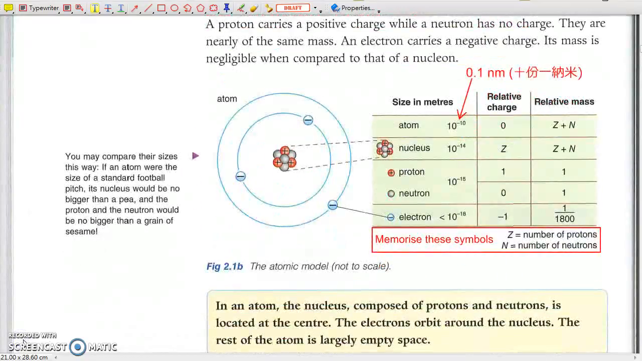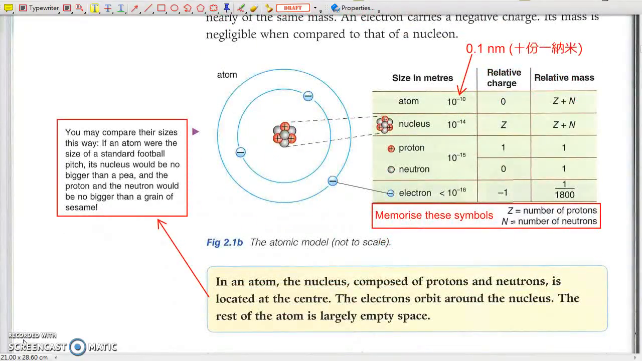If you compare the size of an atom with the nucleus, then you will find most of the space inside an atom is empty.